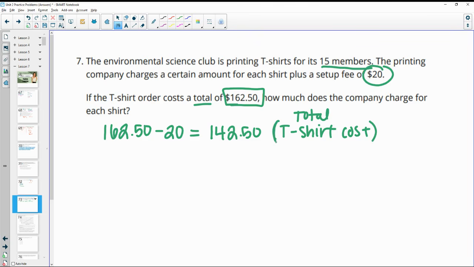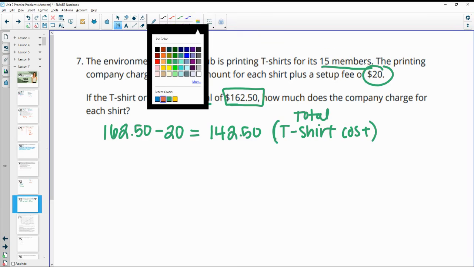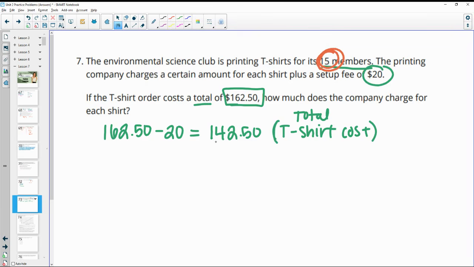So now if we want to figure out the cost per t-shirt, then we would just divide by the number of t-shirts we needed, which would be 15. And when we do that, we get $9.50 per t-shirt.